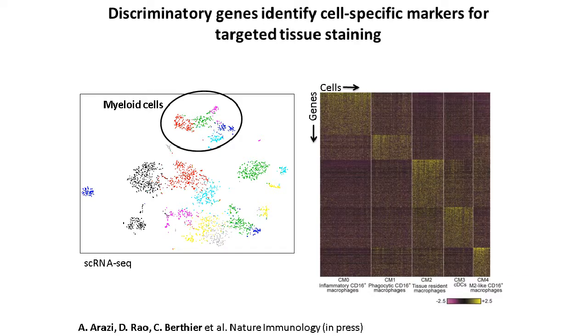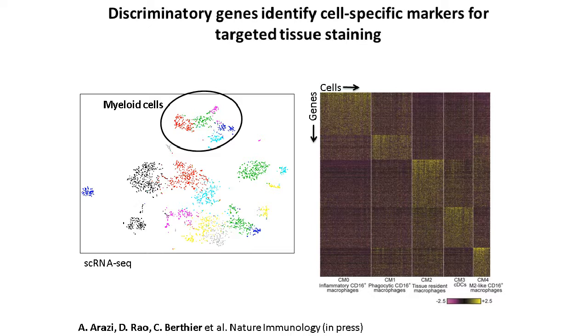Here we have an example of what the discriminatory gene sets look like at a macroscopic level. Basically, this is a heat map that's been shrunk down, but there are genes in the rows and every column is a cell. If you were to, in an unbiased manner, ask which ones are most similar, you have a clustering mechanism that reveals different cell subsets.